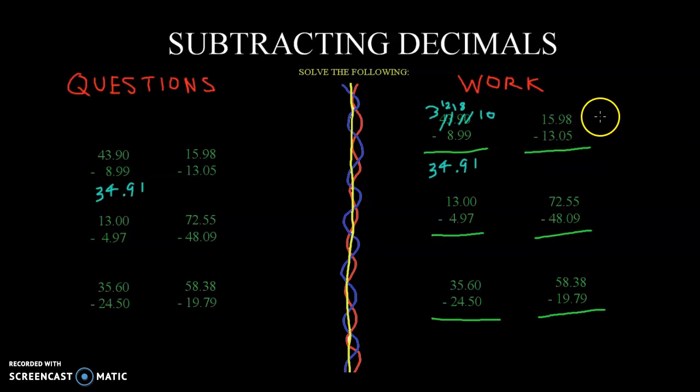Okay, now let's start on the next one. 8 minus 5 is 3. 9 minus 0 is 9, right? And is that our decimal? 5 minus 3 is 2. 1 minus 1 stays, right? So let's write 2 right here. 2.93, okay?